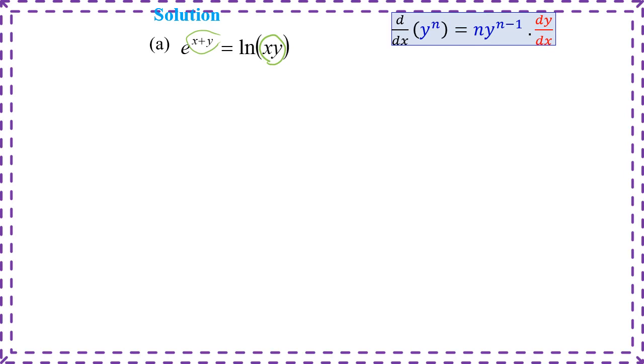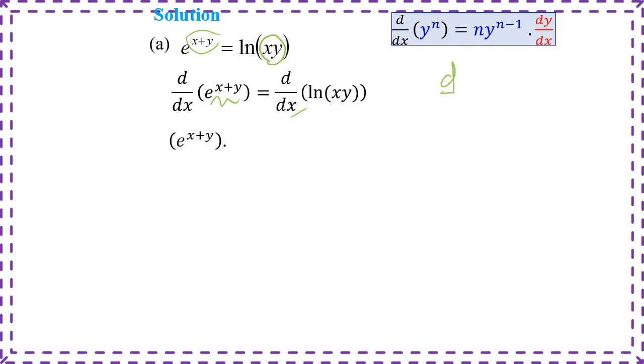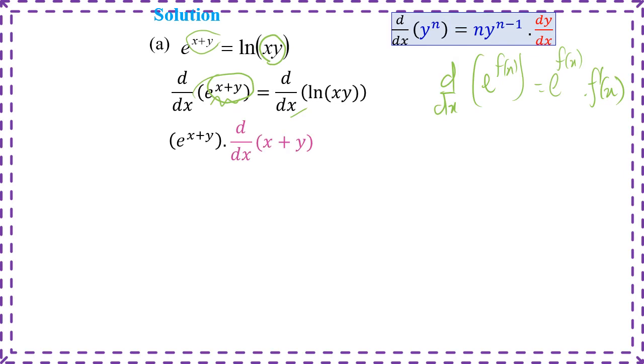First of all, we differentiate e to the power of x plus y, and then on the right side, we differentiate natural log of xy. On the left side, it's only exponential. What is the formula for exponential? Differentiating e to the power of f(x) gives e to the power of f(x) multiplied by f prime of x. So copy back everything, e to the power of f(x). That's why we have e to the power of x plus y, and then we have to differentiate the power, which is x plus y.